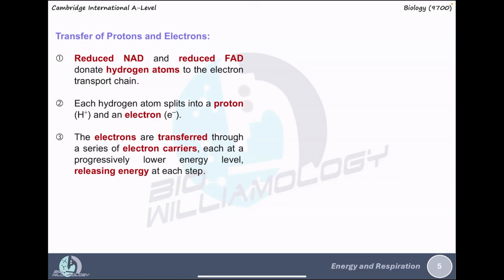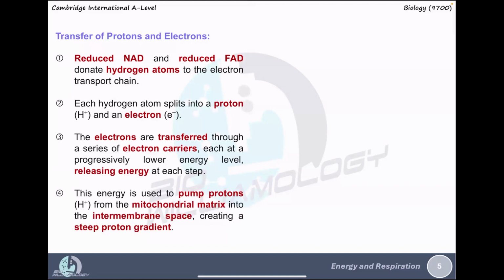So at each electron carrier, energy is released. And this energy is used to pump protons from the mitochondrial matrix into the intermembrane space, creating a steep proton gradient, or a steep electrochemical gradient. So these four processes belong to the electron transportation, okay, along the electron transport chain.